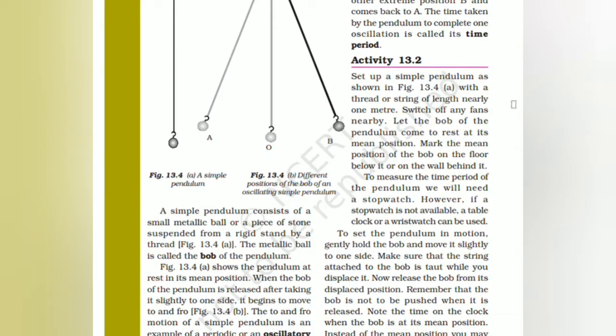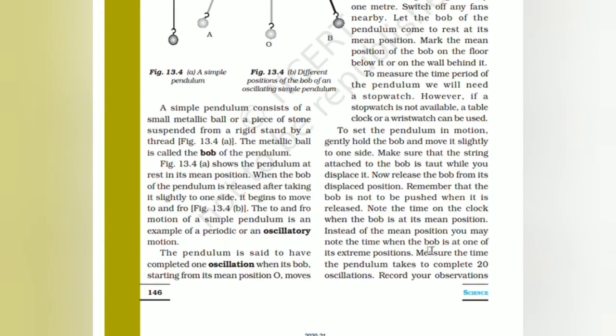Set up a simple pendulum as shown, with a thread or string of length nearly 1 meter. Switch off any fans nearby. Let the bob of the pendulum come to rest at its mean position. Mark the mean position of the bob on the floor below it, or on the wall behind it. To measure the time period of the pendulum, we will need a stopwatch. However, if a stopwatch is not available, a table clock or wristwatch can be used.